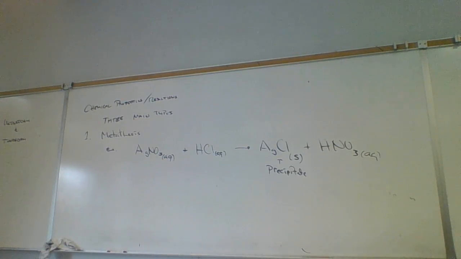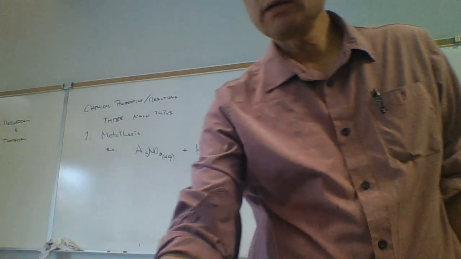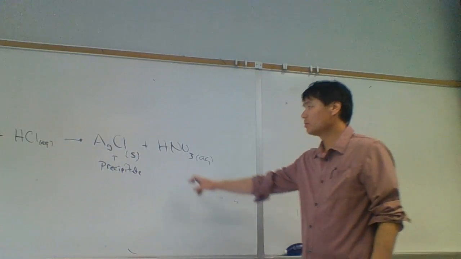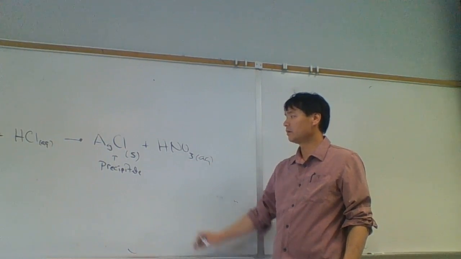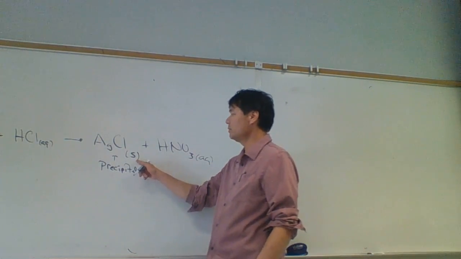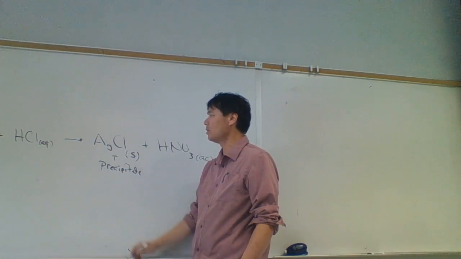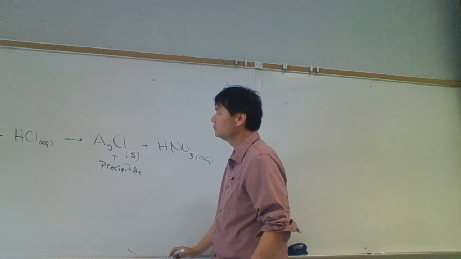When we look at ion partners, which ones are especially favorable? Ones that form precipitates are very favorable. The precipitates are insoluble, that is, they don't dissolve in water. So something like silver chloride will come out of the water.